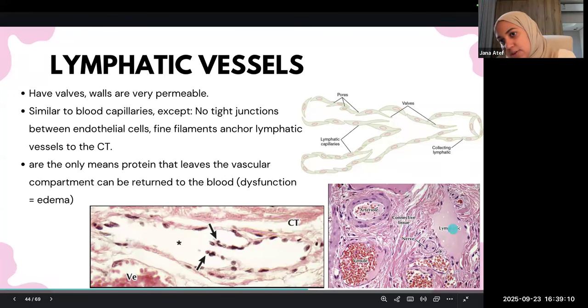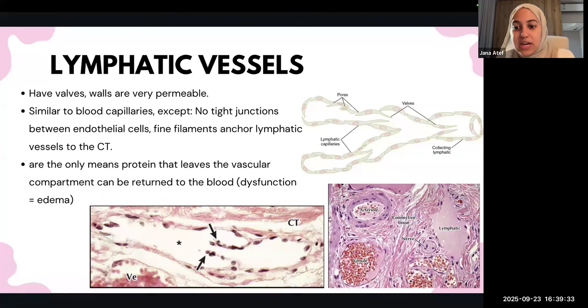From this picture, which is an important one, I remember it was in some quiz, I think a TBL. This is an arteriole, this is a venule, and this is a lymphatic vessel. See the difference between them. The arteriole has a very thick wall. Veins don't have a thick wall and are usually irregular in shape. This is the connective tissue. This is a lymphatic vessel. You see how it doesn't have a very structured surrounding? It's similar to a vein or a capillary, but it doesn't have tight junctions, and you see how it's anchored to the connective tissue by the fine filaments.